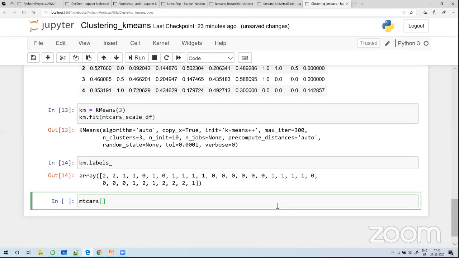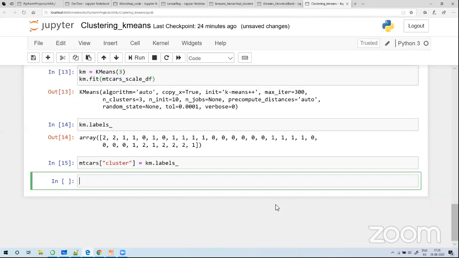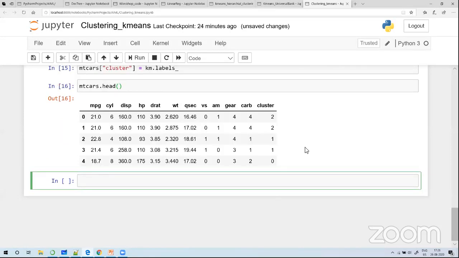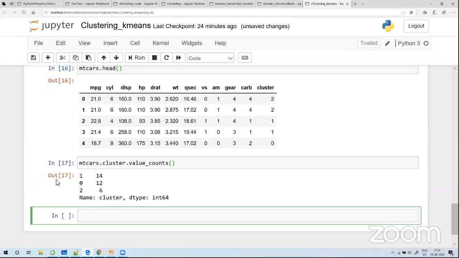empty_cars['cluster'] = km.labels_. empty_cars.head. So now we have attached a new column that shows which cluster each observation belongs to. empty_cars.cluster.value_counts would tell you we have a very small number of observations here.